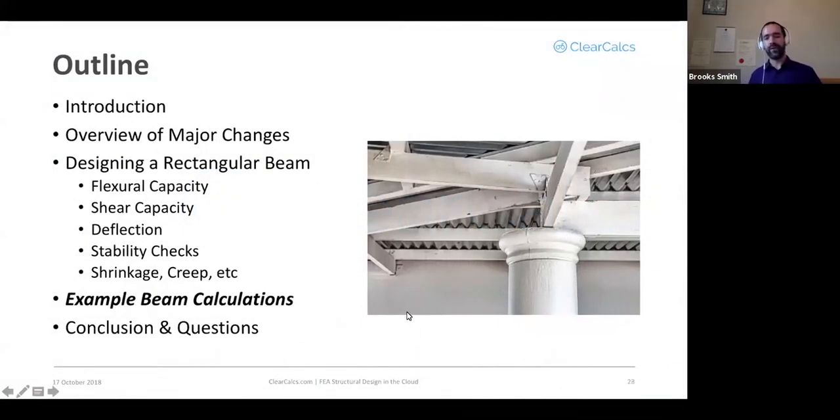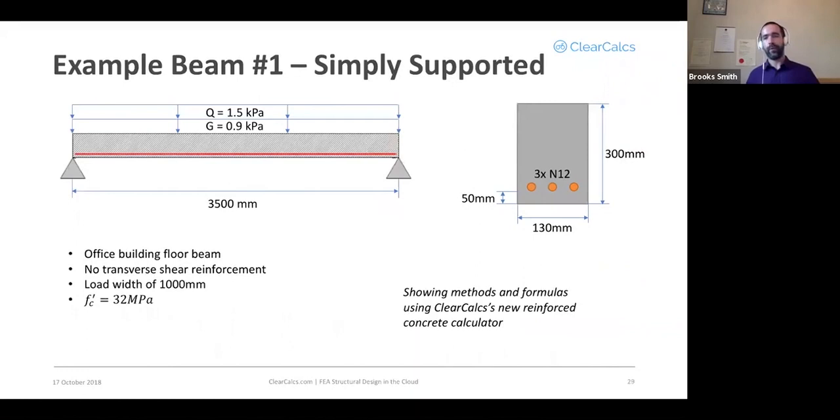So now moving on to some examples. We'll do two different examples, one a simply supported beam and two a more complex beam. First, we're just going to take just about the simplest possible beam you can imagine. There's only tension reinforcement, simply supported, 3.5 meter total span.